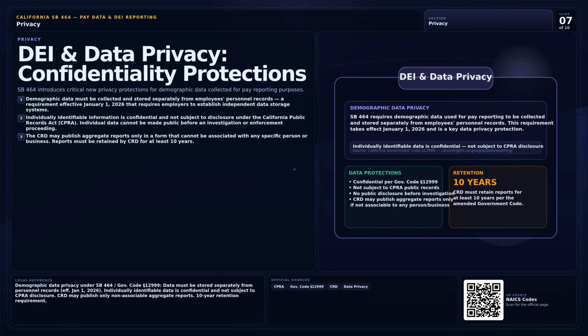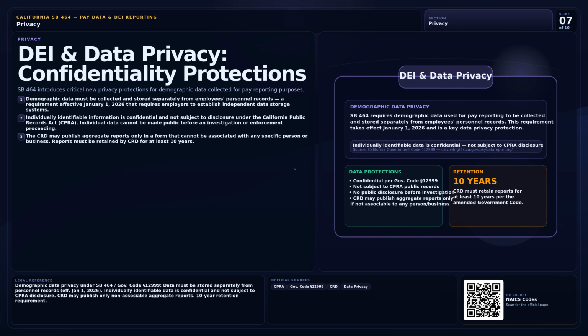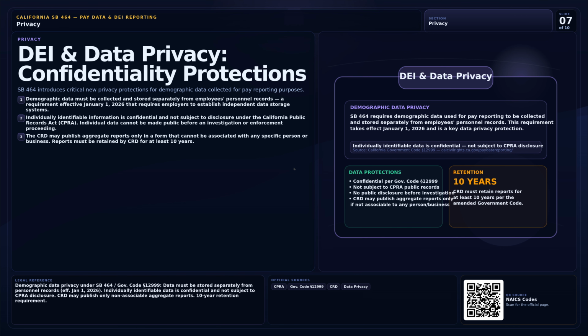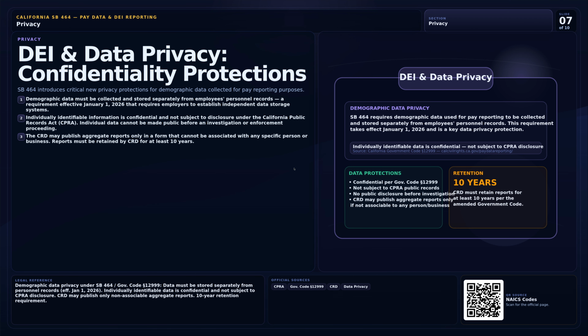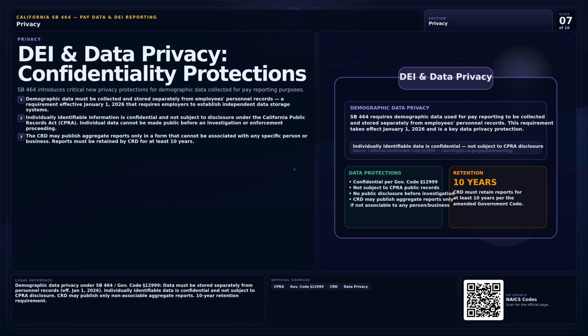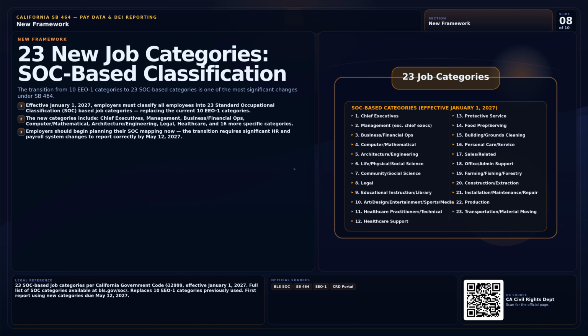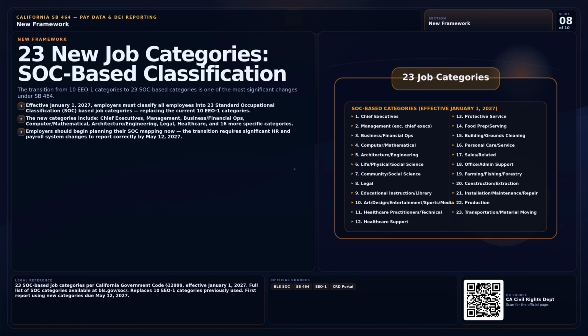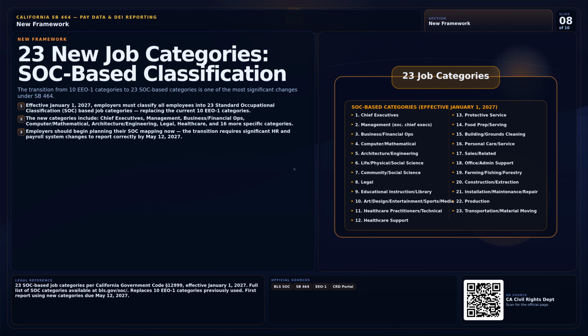The 23 new job categories. The transition from 10 EEO-1 categories to 23 SOC-based categories is one of the most significant operational changes under SB 464. Effective January 1, 2027, employers must classify all employees into 23 standard occupational classification-based job categories. These replace the current 10 EEO-1 categories that have been in use since the original pay data reporting law.